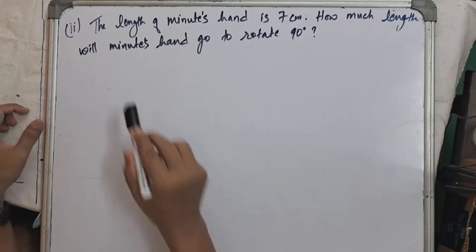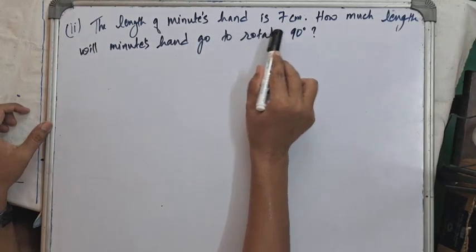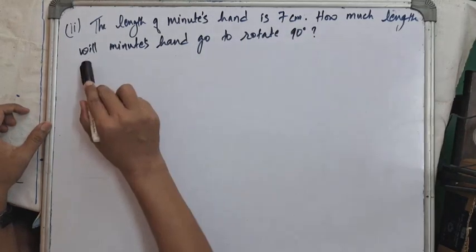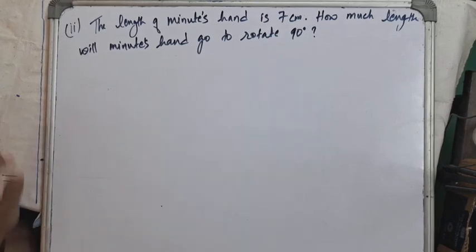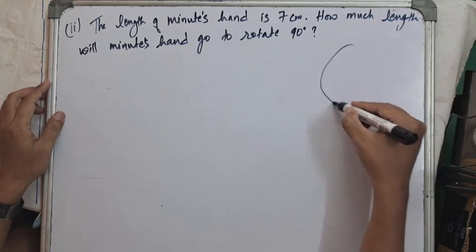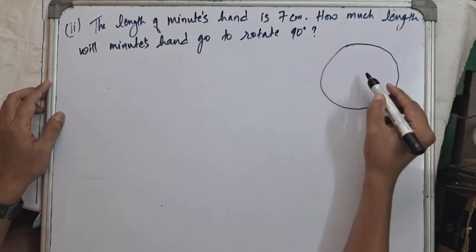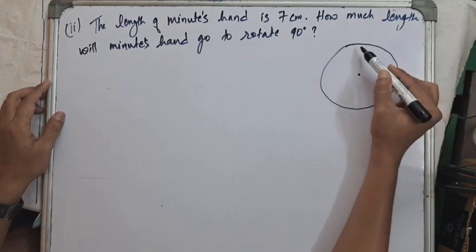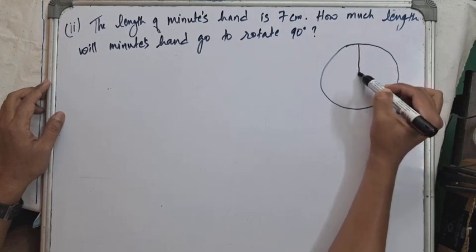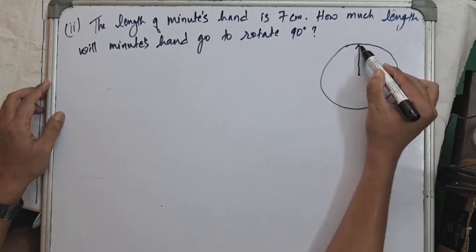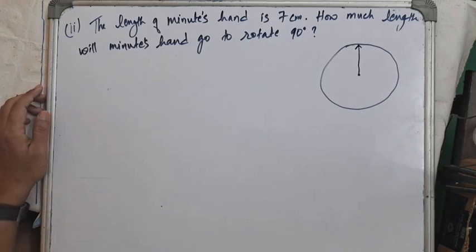Question number 2 of 20. The length of the minute hand is 7 centimeter. How much length will the minute hand go to rotate 90 degree? So let's understand this question. This is the circular face of the clock. This is the center and this is the minute hand, and we assume the length of this minute hand is equal to the radius of this circular face.